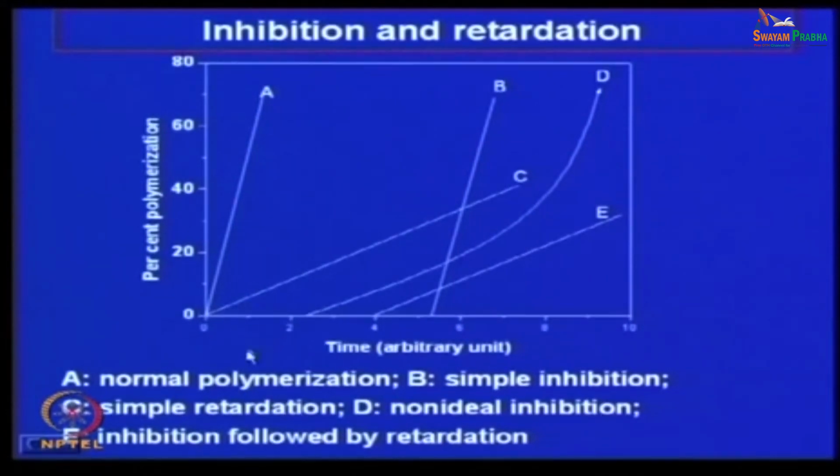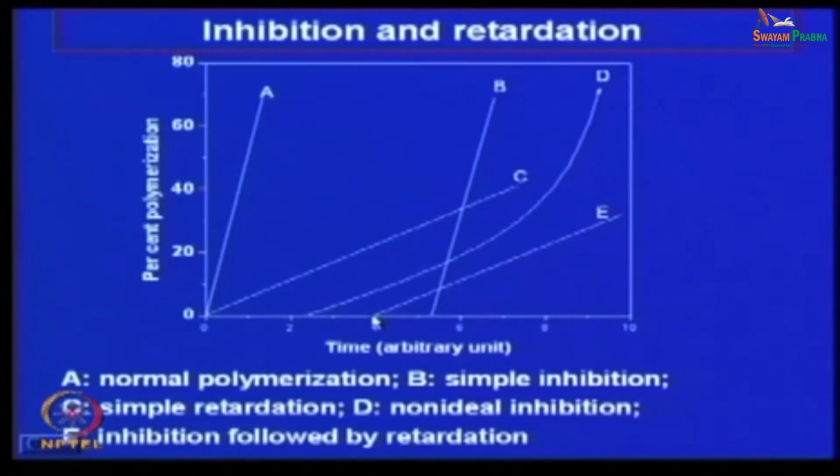Now, this curve, look at the curve C, it starts the polymerization from the very beginning, but the rate is not that high as in case of A. That means, the polymer growth is retarded, that means, free radicals are produced that starts polymerization, polymer growth occurs, but at a slower speed, that is called retardation. Now, when this polymerization starts, once the initiation is occurred, if there is no initiation, no polymerization, the growth may be different, growth rate may be different.